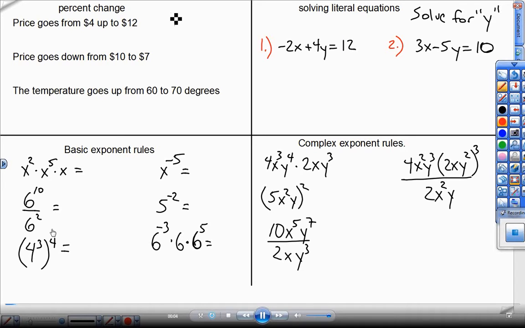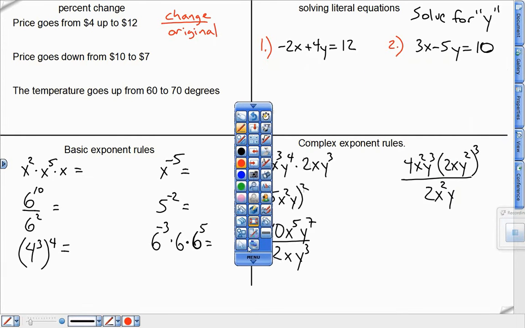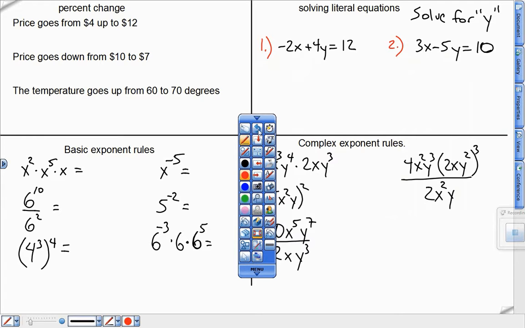The formula is change divided by the original amount. So always find how much something is changing divided by the original starting amount. So if I look at this first one from $4 to $12, that went up by 8. I could get that change by subtracting the two numbers, 12 minus 4, which is 8, divided by the original, which was 4. That gives me 8 over 4.